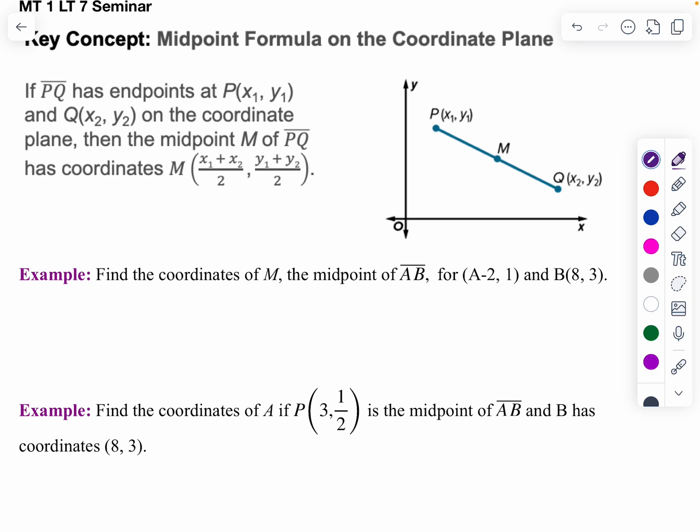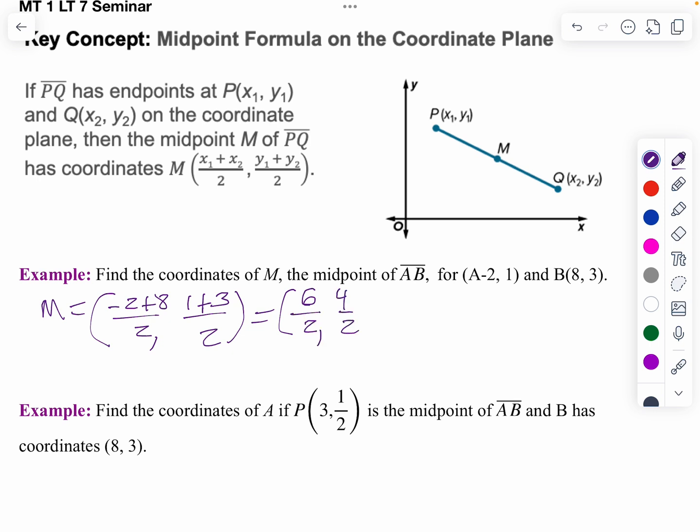So to find the midpoint, I find the average of my x's, so negative 2 plus 8 over 2, and 1 plus 3 over 2. Negative 2 plus 8 is 6 over 2. 1 plus 3 is 4 over 2. And that simplifies to (3, 2). Probably didn't need to do that middle step, but I just wanted you to see it.